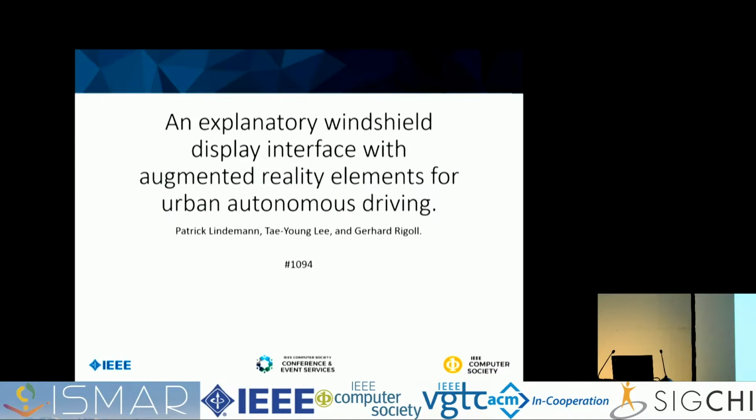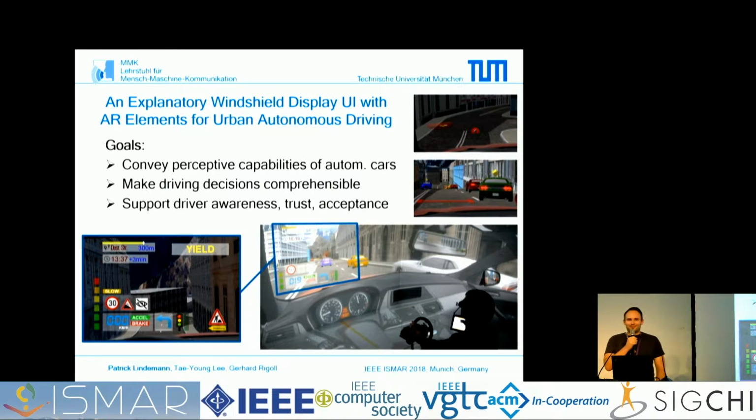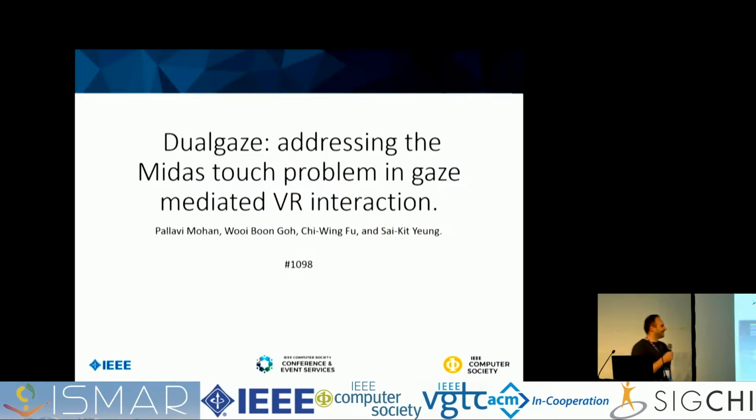Hello, this is Patrick from TUM. We looked a bit further ahead into the future of autonomous driving and when we have these things even in urban environments. And we made a prototype for a windshield display interface that uses augmentations to convey to the driver what the car can actually perceive and to give him more comprehension about driving maneuvers or decisions that may be surprising. And if you want to see the first results we did in our simulator, please come to our poster. Thank you.